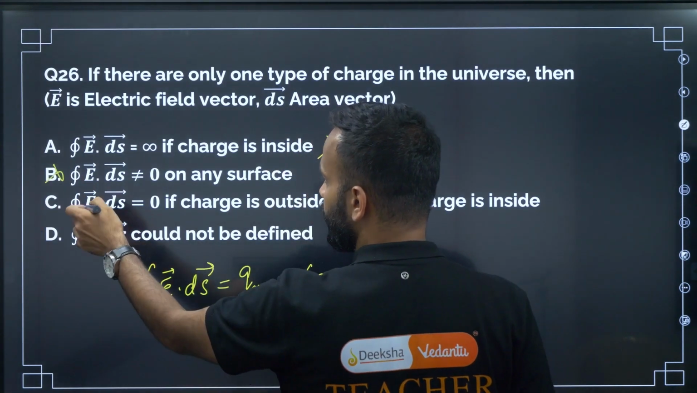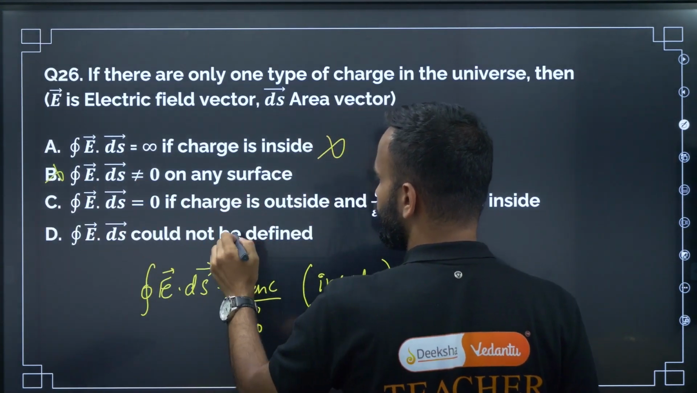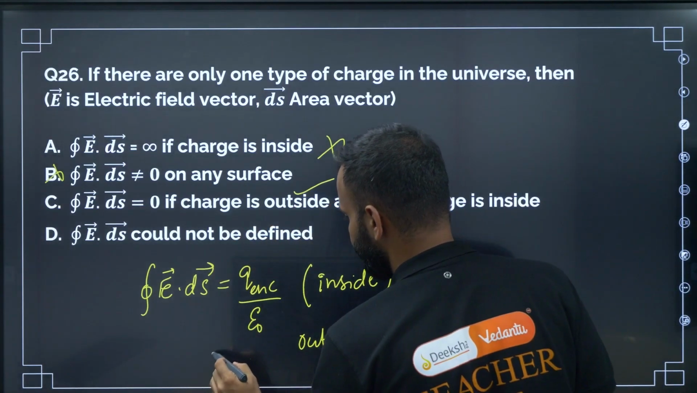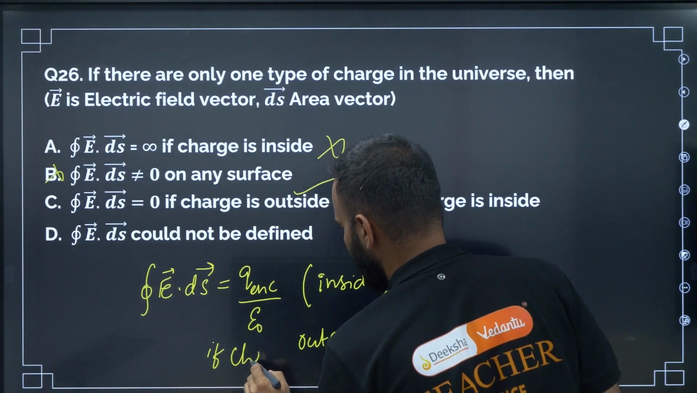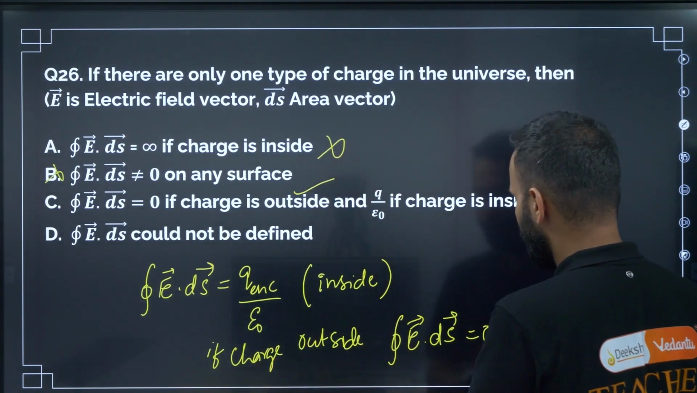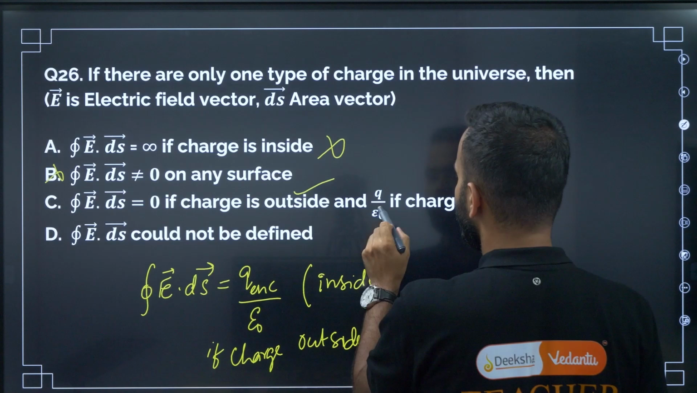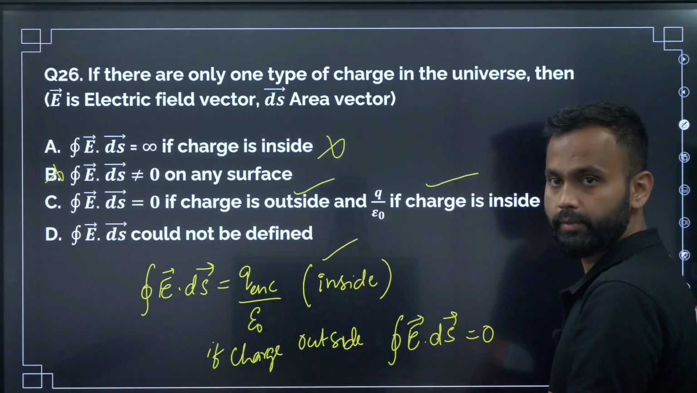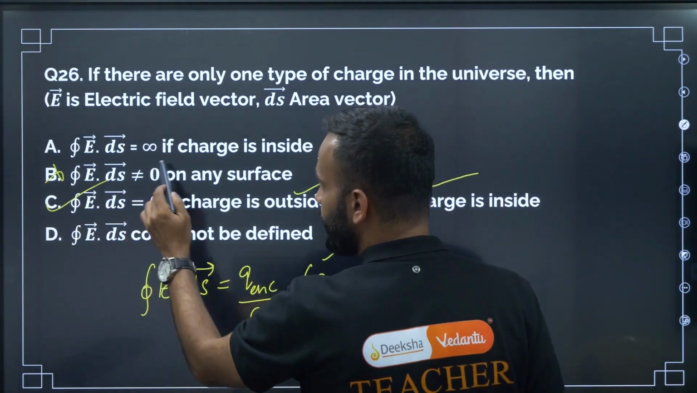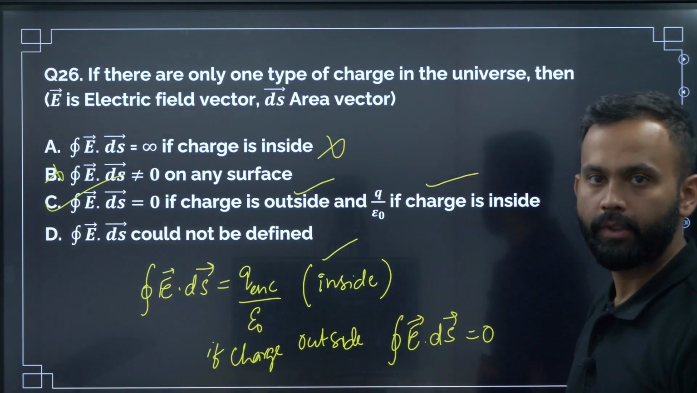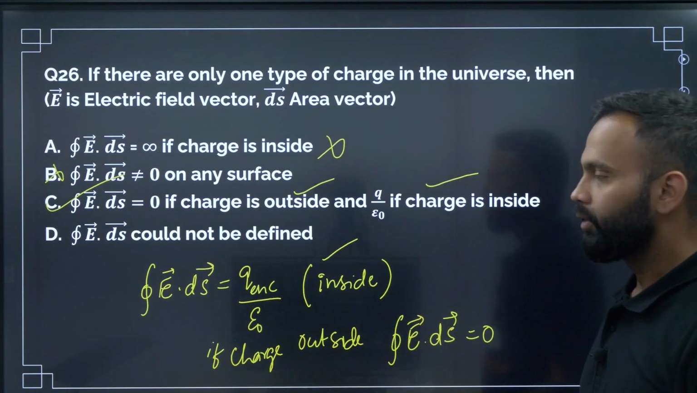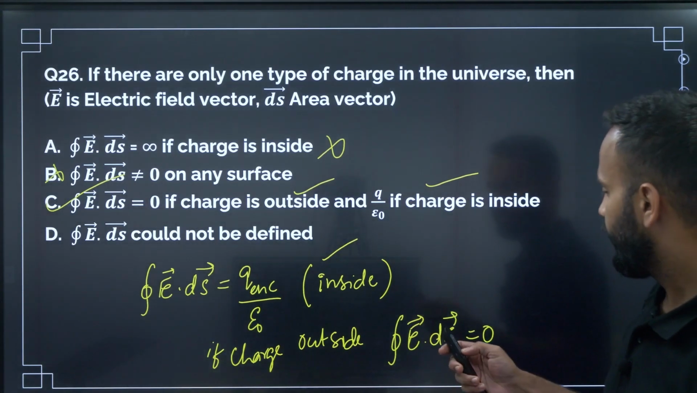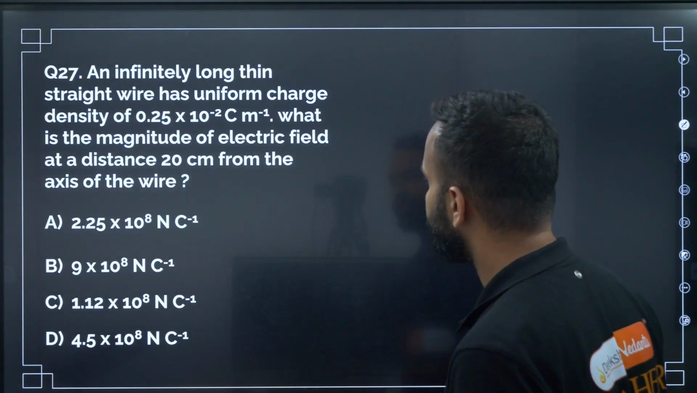The third option: loop integral of E dot ds equal to 0 if charge is outside, correct, right? If charge is outside, the loop integral of E dot ds is equal to 0, and q by epsilon naught if charge is inside, correct. So option C is the correct answer, okay? Understood? This is a direct question from Gauss's law. Yeah. Next question. Question number 27.